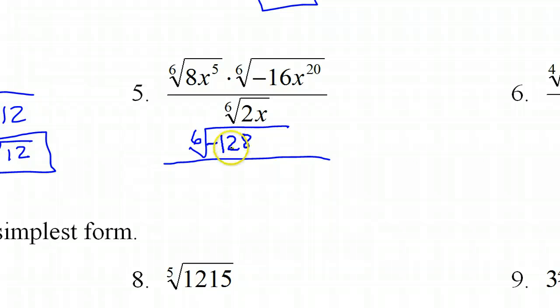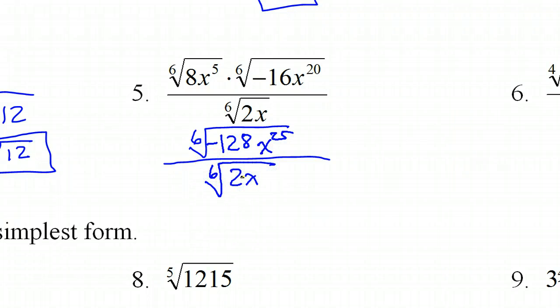This is probably going to be not possible because I have an even root and a negative number underneath. So that's going to be a no-go. But I'm going to have x to the 25th power. Okay, meanwhile, down here I still have this.